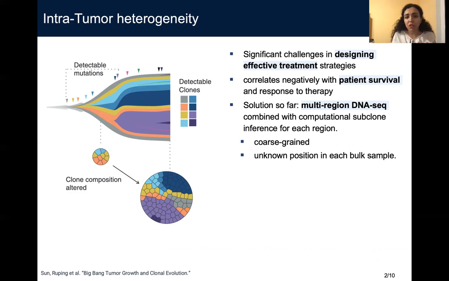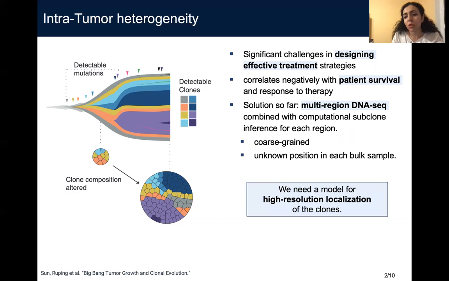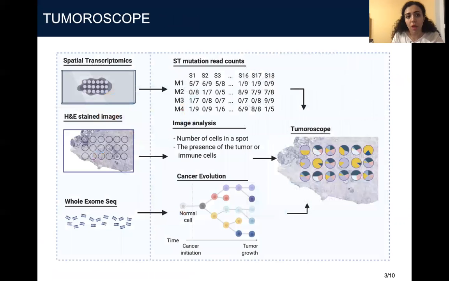And this heterogeneity can introduce significant challenges in designing effective treatment strategies, and it correlates negatively with patient survival, which is so important for us, and we need a solution for that. And the solution so far is multi-region DNA sequencing, which is coarse-grained, and we don't know about the position of the clones in each bulk sample. So we need a model for high resolution localization of the clones, and here it comes our model TUMOROSCOPE.